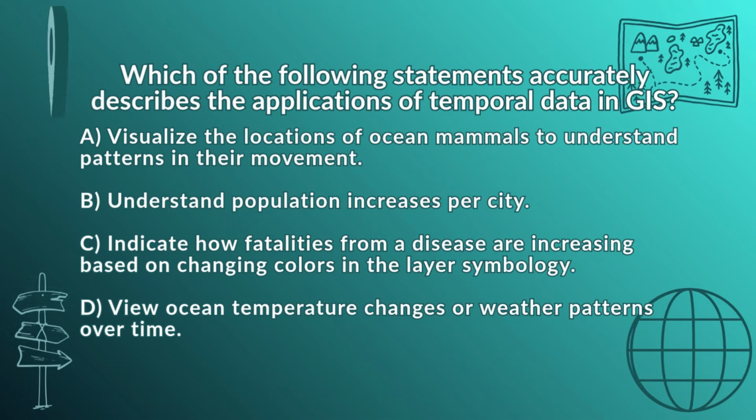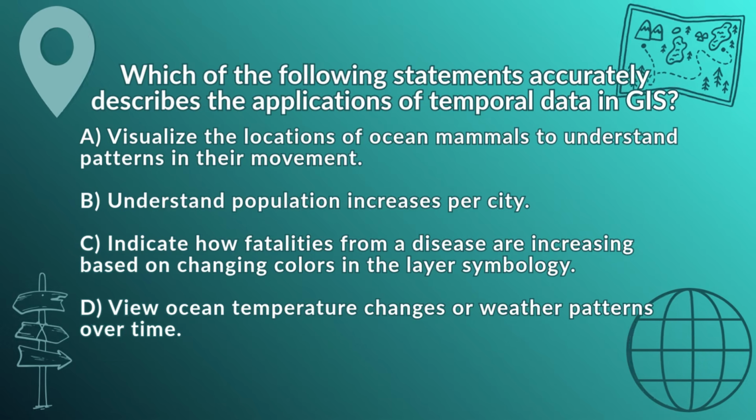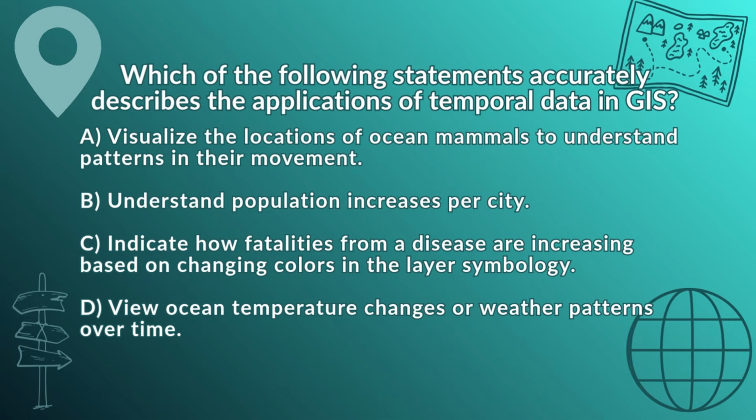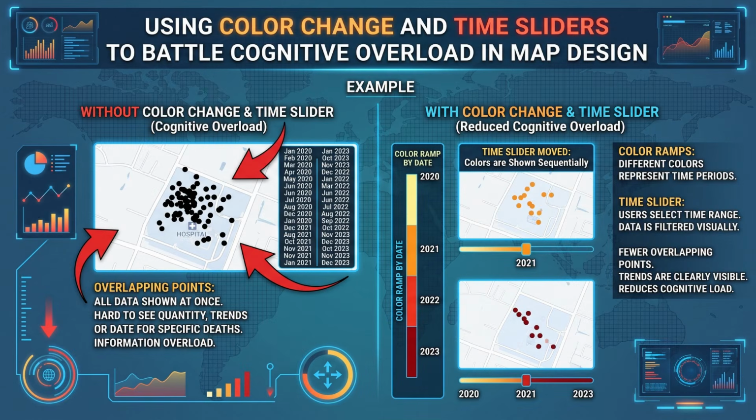It absolutely does, and it is a brilliant example of avoiding cognitive overload in map design. How so? Well, think about it. If you have a hospital location and you want to show fatalities rising over a 6-month period, rendering a new map point for every single fatality would quickly turn the map into an unreadable mess of overlapping dots. Oh, right. Just a giant blob of points.